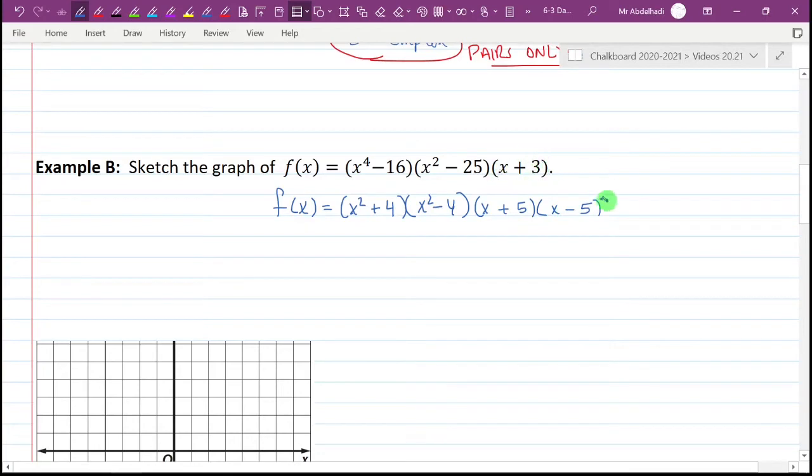And here, x plus 3 is already factored. Now look at this again. Is this in fully factored form? No, because here's another difference of squares right here. Difference of squares. So we have to keep factoring. It has to be fully factored.